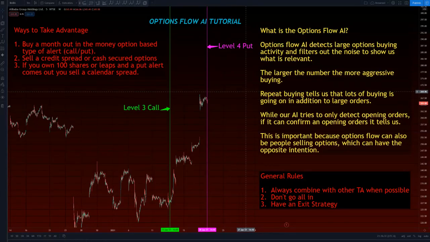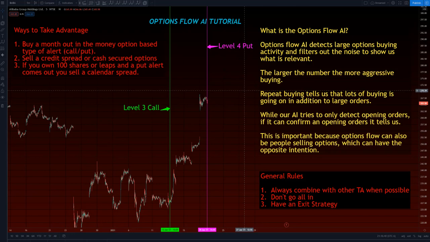Tamakaze here with a tutorial on our options flow AI in the financial cloud. I get a lot of questions on this, and so I figured making this tutorial will help answer all those questions and maybe put some strategies in your head on how to use it.